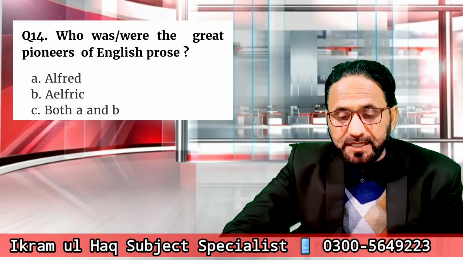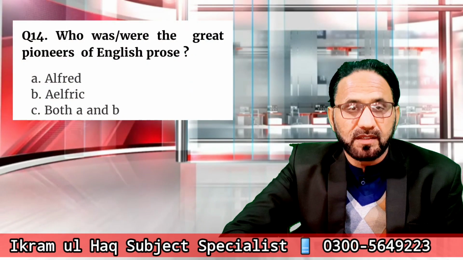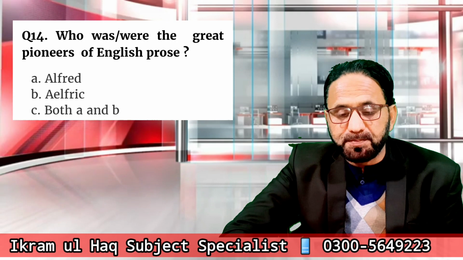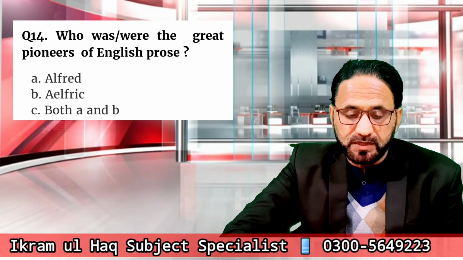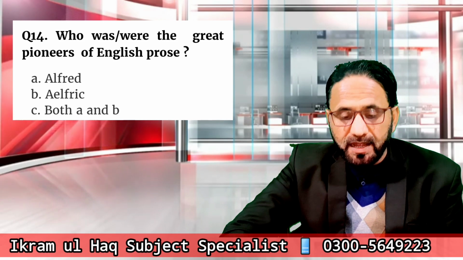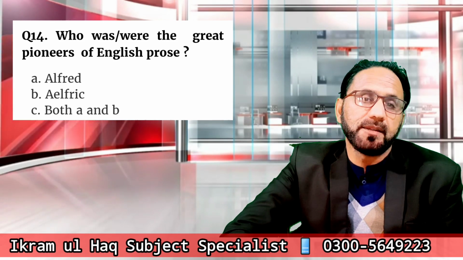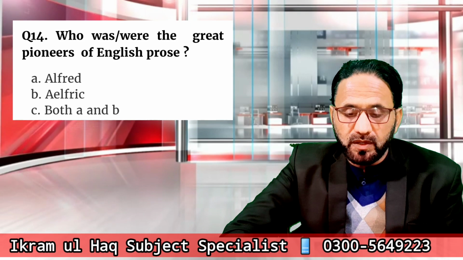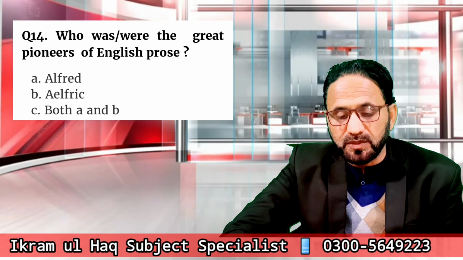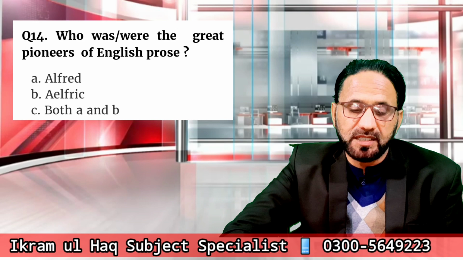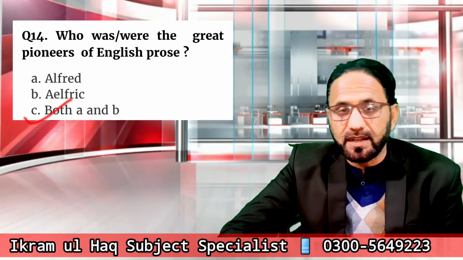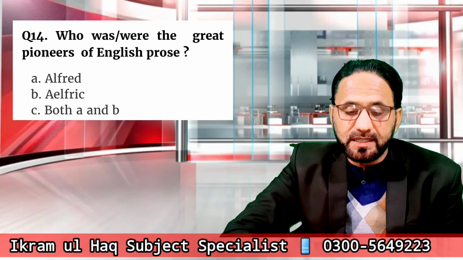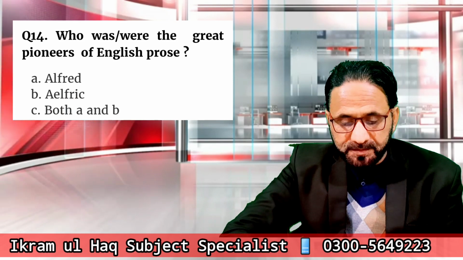Number next. Who were the great pioneers of English prose? Alfred, or both A and B? The right option is option C, both A and B. It means that both Alfred and Alfred were the great pioneers of English prose.